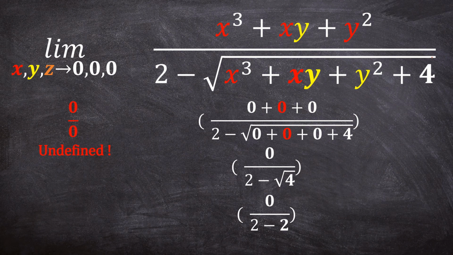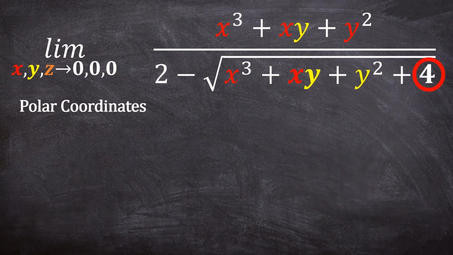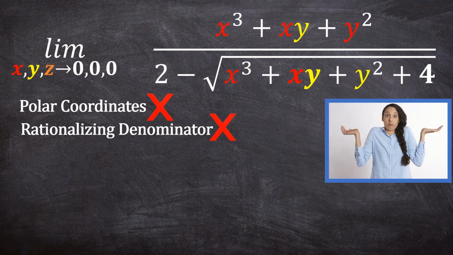So we're going to change our technique. We're going to reason with this problem. Someone may think of polar coordinates, letting x be r cos theta and y be r sin theta. But we have 4, and we're not going to win because we're going to be left with r, so that formula is not going to work. And someone may think of rationalizing the denominator, and we're not going to win either. So what are we going to do?